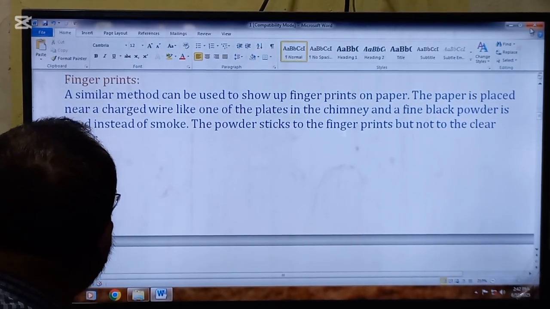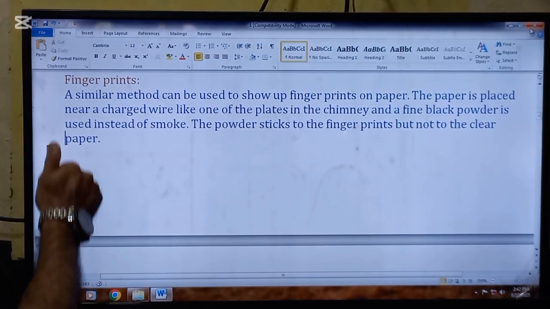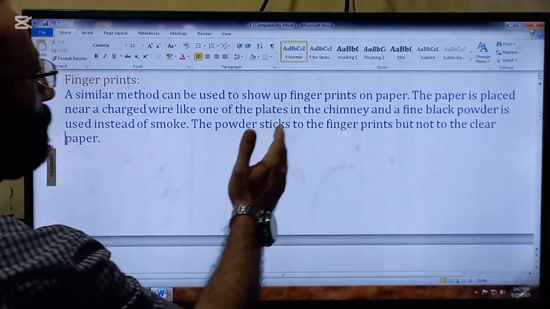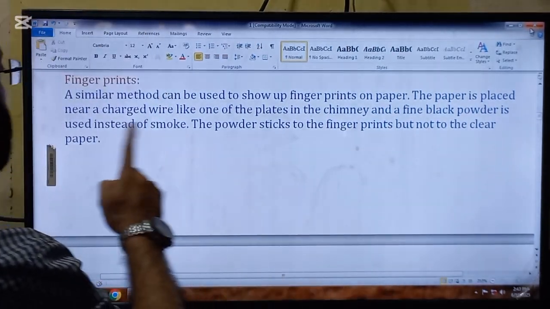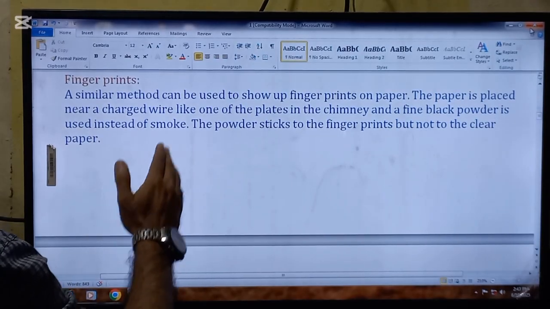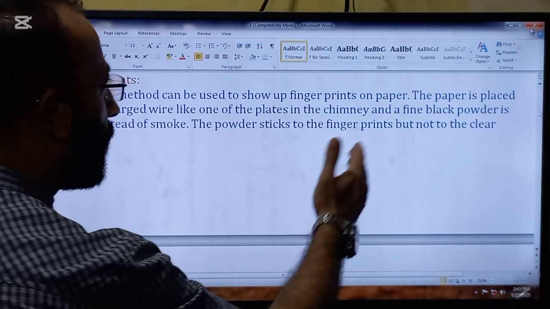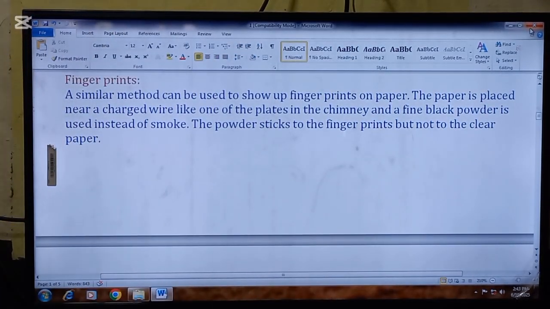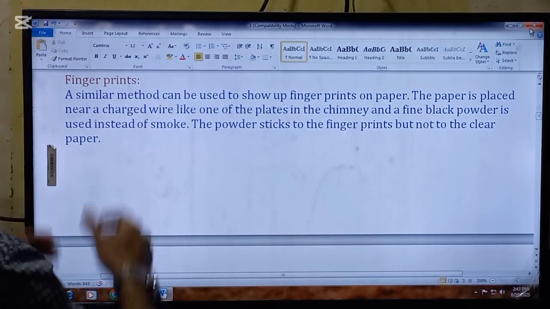Next, practical application of the electrostatic electricity is fingerprints. A similar method can be used to show up fingerprints on paper. The paper is placed near a charged wire like one of the plates in the chimney, and a fine black powder is used instead of the smoke. So same technique which is used in the chimney is used for fingerprints.